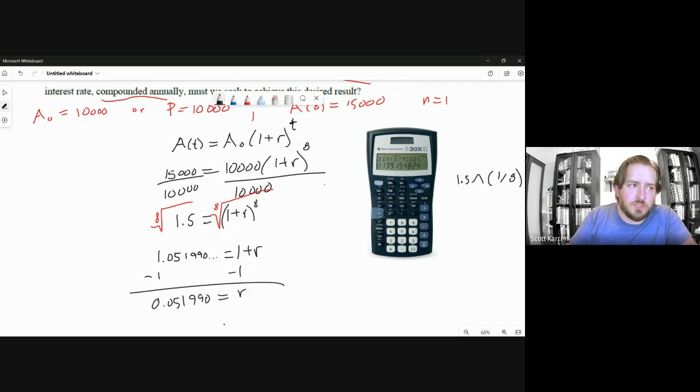So if I want to answer the question, what rate do I need? I need to move that over 2 decimal places to get 5.199-ish %. Or somewhere around, if we're going to round it to the nearest 1/10 of a percent, we would say 5.2% would be good.